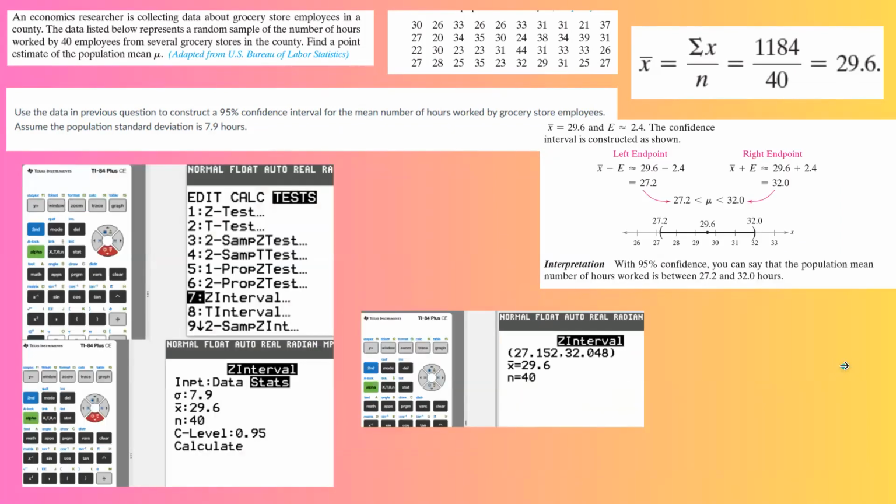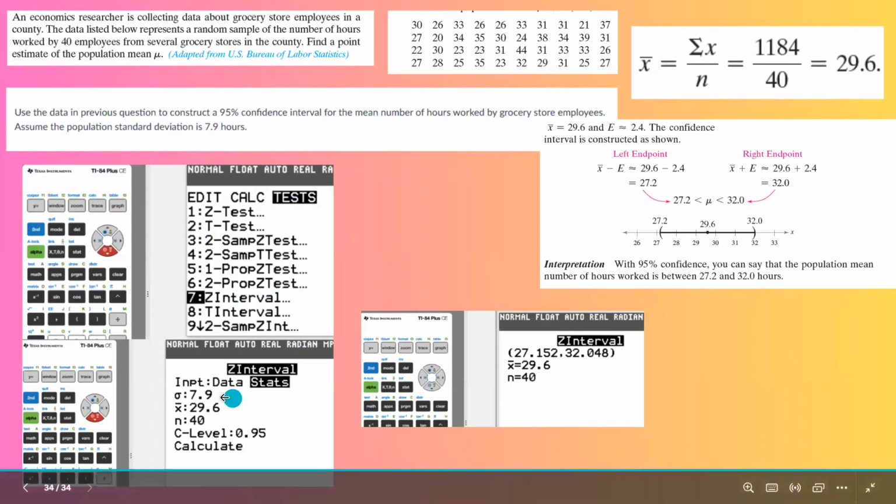But what are the calculator steps? First, you're going to go to STAT, then TESTS, and find Z Interval. In the Z Interval, sigma, or population standard deviation, is 7.9, X bar that we calculated is 29.6, the sample size is 40, and the level of confidence is 95%, so 0.95.